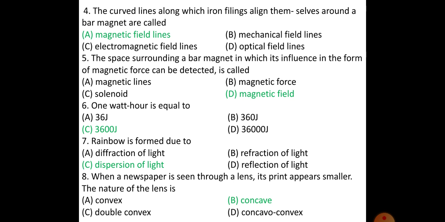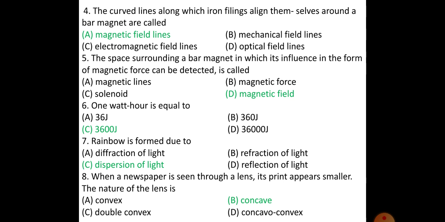The curved lines along which iron filings align themselves around the bar magnet are called magnetic field lines. The space surrounded by a bar magnet, in which its influence in the form of magnetic force can be detected, is called magnetic field. 1 watt-hour is equal to 3600 joule.